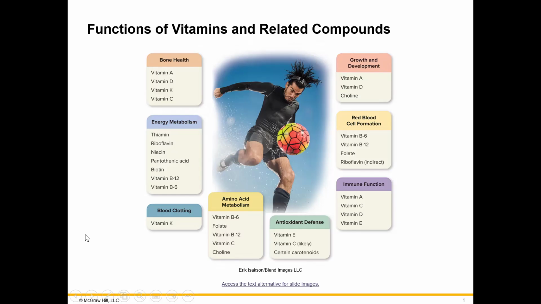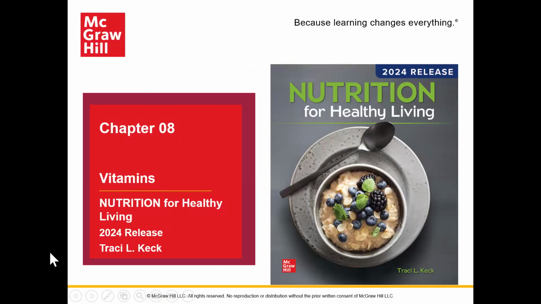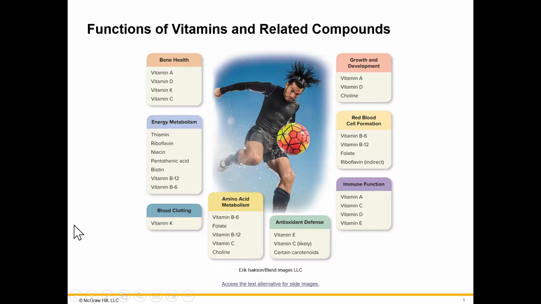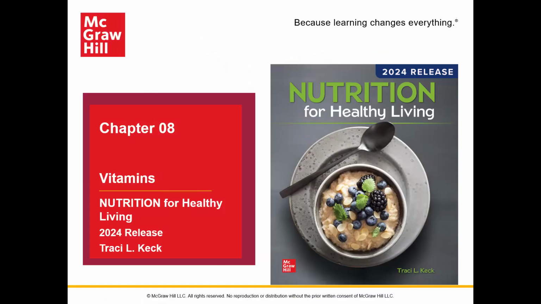All right, chapter 8, vitamins. Always a popular topic. So, we're going to be looking at the functions of vitamins and talking about the two different categories: vitamins that are fat soluble, vitamins that are water soluble, and looking at some of the major ones individually, where we find them in foods, what are their functions, and how you can avoid toxicity and how you can avoid the deficiencies related to vitamins.